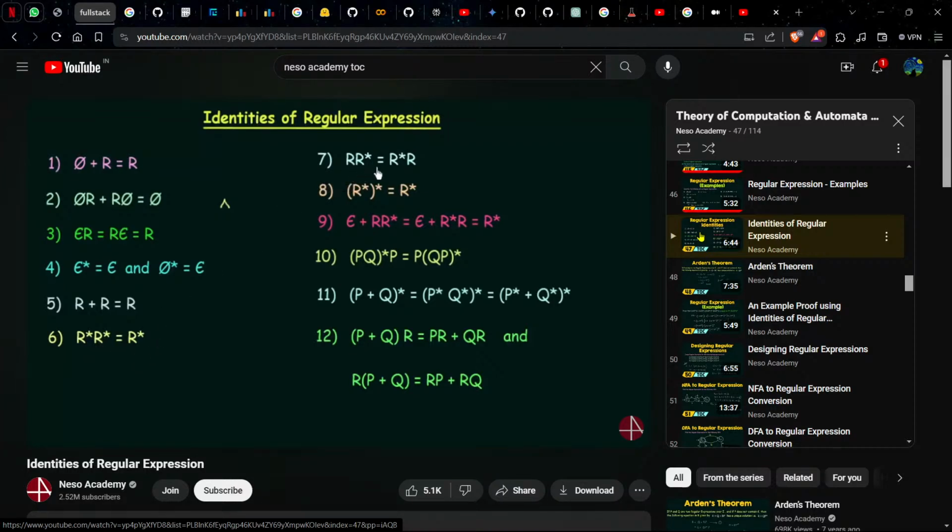Okay, and next is the seventh one. This says that R R star equals R star R. This basically means that you can write it in this way or this way. Concatenation of R and its closure is equal to the closure of R concatenated with R. Let's come to the eighth one. This says that R star, the whole of it starred, equals R star. That means you have the closure of the regular expression, and if you perform the closure of it again, what you get is the closure of the regular expression itself.